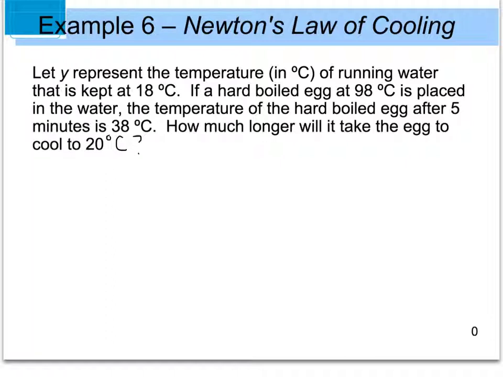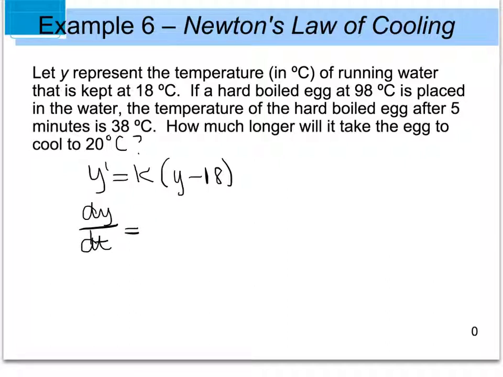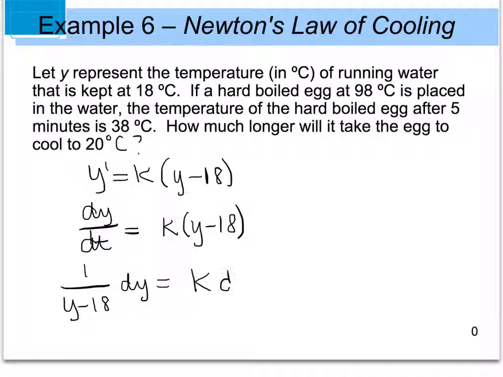Okay, so the first thing we're going to have to look at is the rate of change is the difference between our y and our 18 degrees. So I know that y prime is equal to my constant times y minus my 18 degrees. So as I would with any other differential equation, I'm going to go ahead and solve that. And I'm actually going to turn my y prime into dy/dt. And this is going to equal k times y minus 18. And as we did earlier with our differential equations, we're going to separate our variables, all of the y pieces on one side, all of the dt pieces on the other. So I end up with 1 divided by y minus 18 times dy is equal to k times dt.